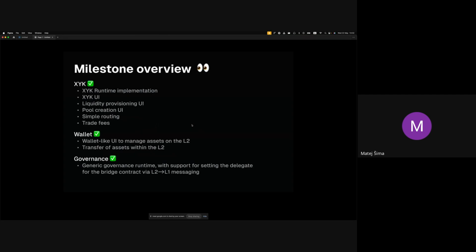The things that we wanted to build during the first 1.5 months were the XYK, wallet and governance implementations. For XYK, we reworked the XYK implementation we had from Navigators and wrote a new one that comes with a completely new XYK UI. It also comes with liquidity provisioning, that's add and remove liquidity, and pool creation UIs that connect to the newly created XYK runtime. We also provide simple routing between XYK pools, so we'll see that later in the demo. And we also have support for trade fees.